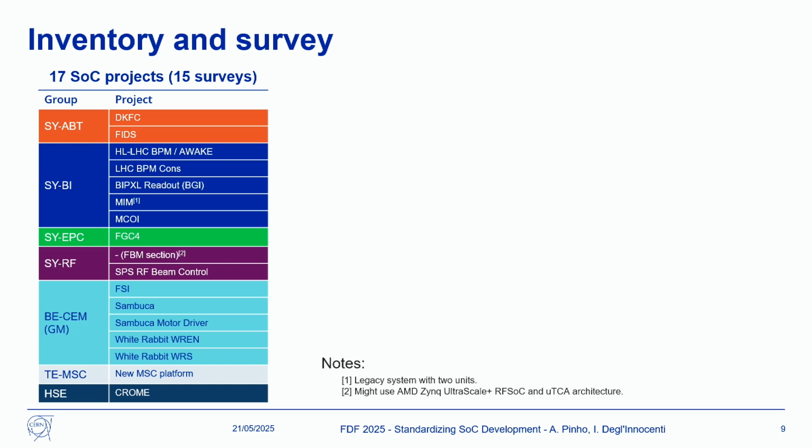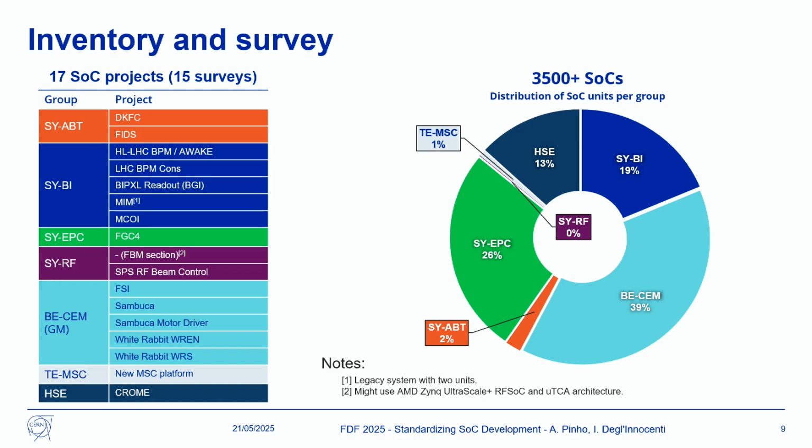SoCs were not yet extremely distributed among the accelerator, but they are appearing. You see several groups and several projects, and when we look more at the numbers of components, we see that through the future until the long shutdown 4, we are going to count up to 3,500 system on chips and more, distributed among different groups and different departments. So many different people are working on this platform across the accelerator.